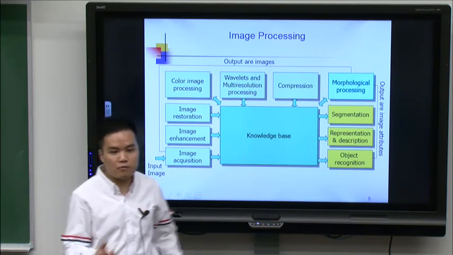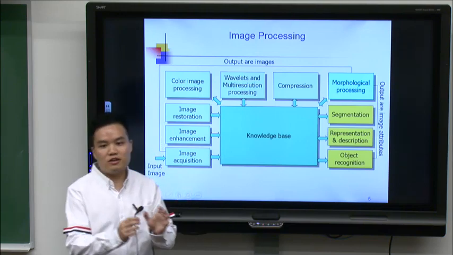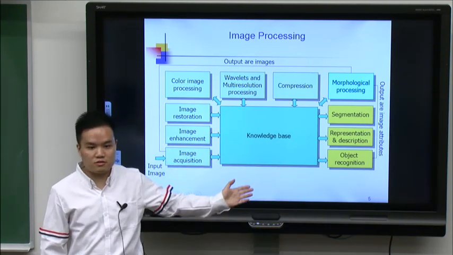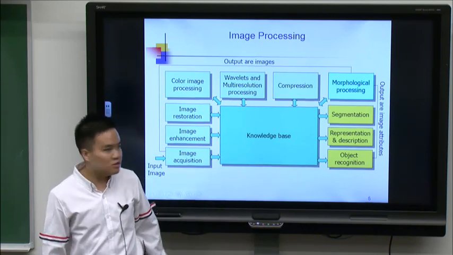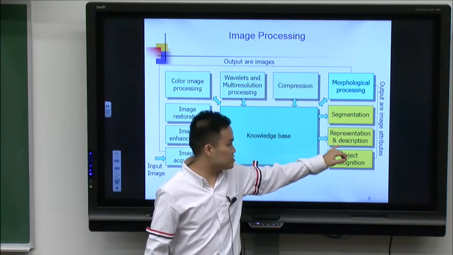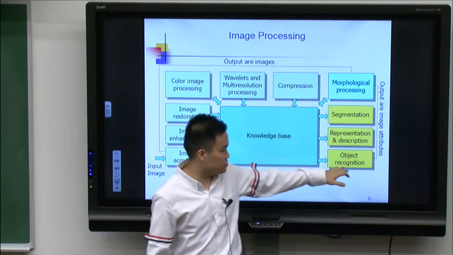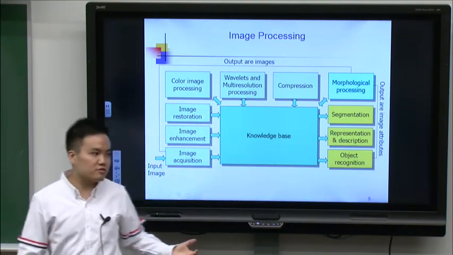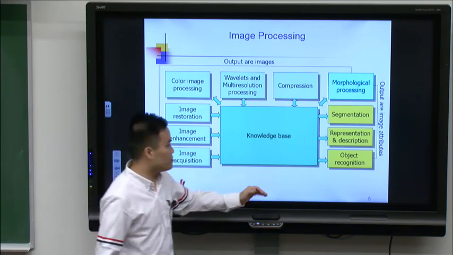Let the computer decide what the content is in this image. For example, the computer will say, oh, this is a dog. Oh, this is a cat, or something like that. So this is the image representation and description. And of course, object recognition. For example, face recognition or any other kinds of recognition are based on object recognition.